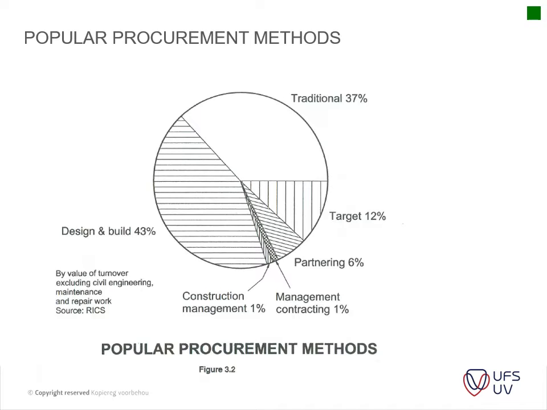So we've got our design and build. Okay, so this information is from the UK. So this is according to monetary value. So you can see design and build comprises a big chunk of the cost in the UK. And the reason for that is usually the civil engineering or the big road and railway projects that they've got there. South Africa is very similar to this because our big projects are usually also design and build.